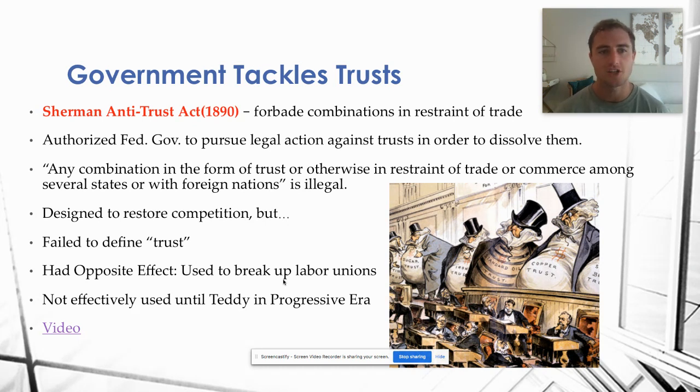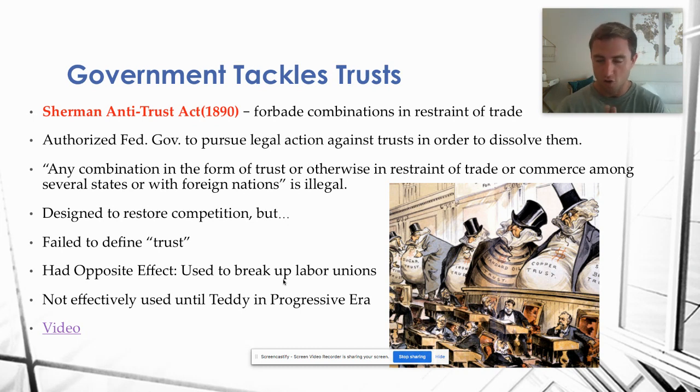Any combination in the form of trust or otherwise in restraint of trade or commerce among several states or with foreign nations is illegal. Now, by saying that any combination in restraint of free trade is illegal, this has created a problem, because trusts are very versatile. For instance, if you try to go out and prosecute J.D. Rockefeller's Standard Oil Trust, they would simply switch the ownership stock into another company. They would constantly move ownership stock and make it very difficult to prosecute.